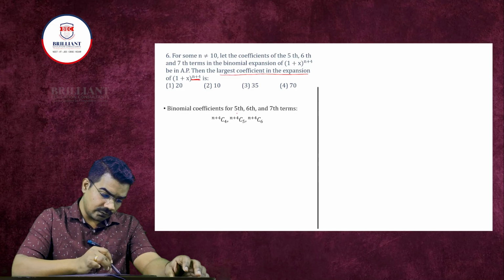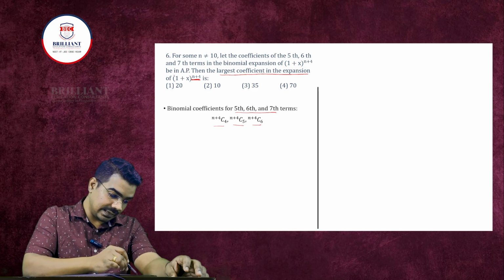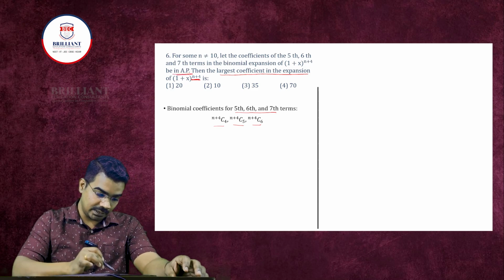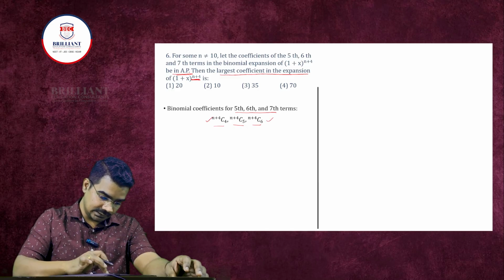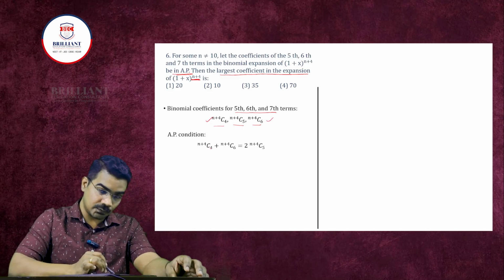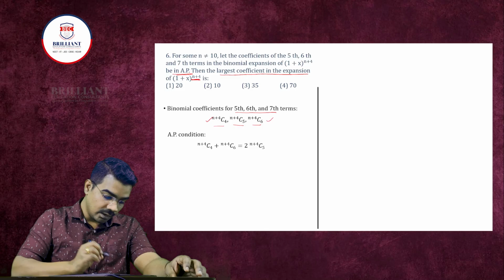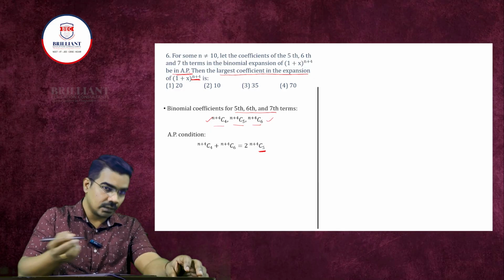So the 5th, 6th, 7th terms in the binomial expansion will be (n plus 4)C4, (n plus 4)C5 and (n plus 4)C6. It is said that they are in arithmetic progression. That means the middle term will be the average of the first and the third term. So using this principle, we have (n plus 4)C4 plus (n plus 4)C6 is equal to 2 into (n plus 4)C5. What I am going to do here is add 2 times (n plus 4)C5 to the right and to the left.